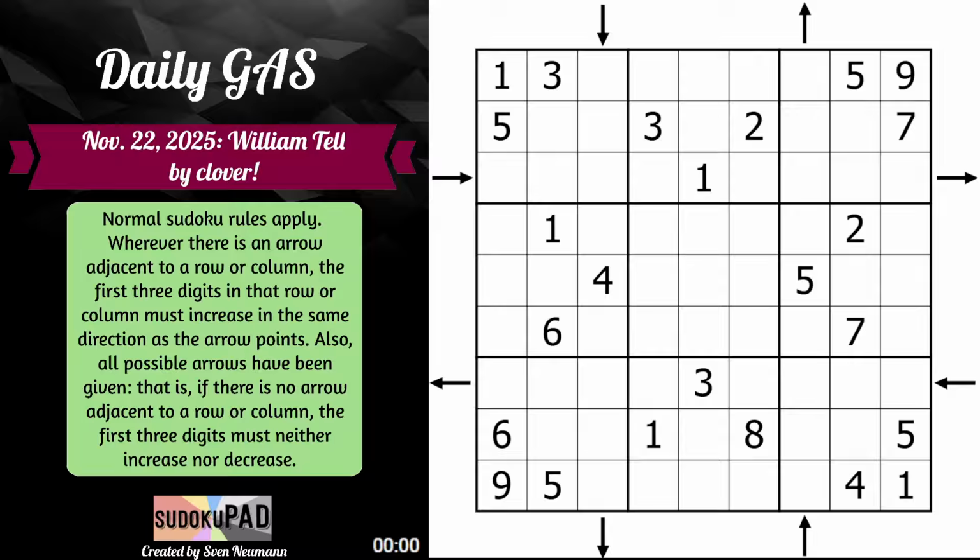Normal Sudoku rules apply. Wherever there is an arrow adjacent to a row or column, the first three digits in that row or column must increase in the same direction as the arrow points. Also, all possible arrows have been given. That is, if there is no arrow adjacent to a row or column, the first three digits must neither increase nor decrease.